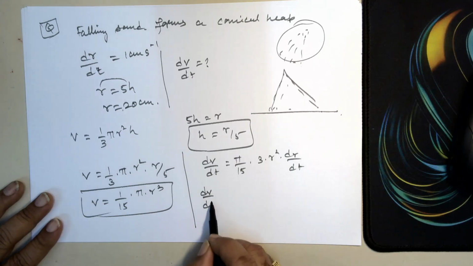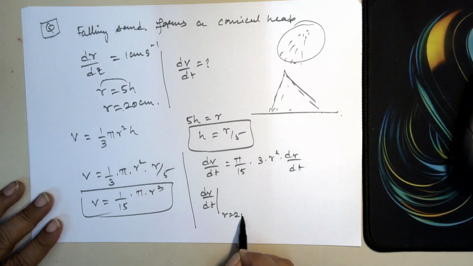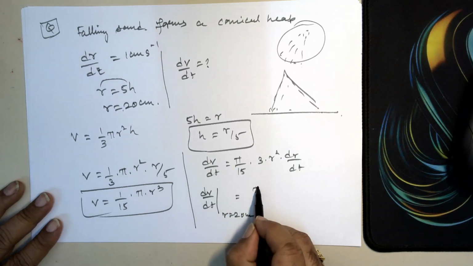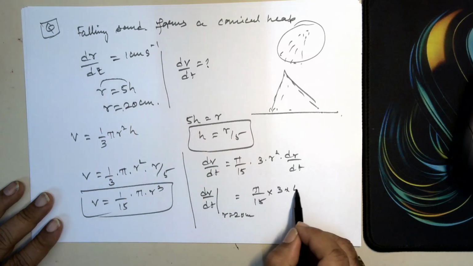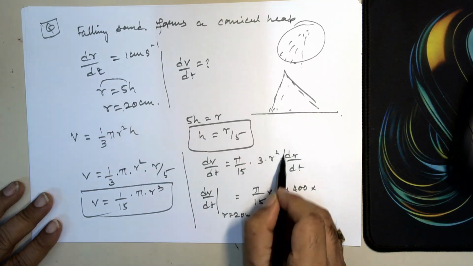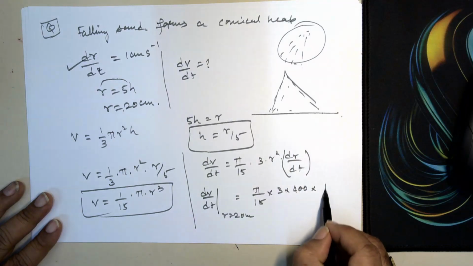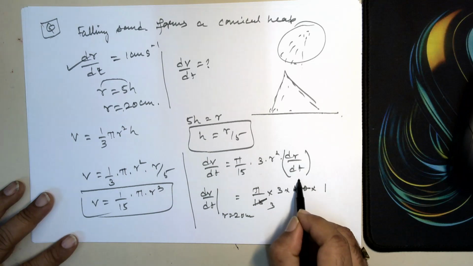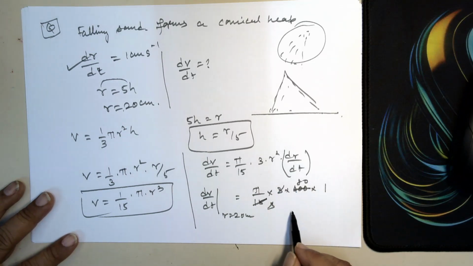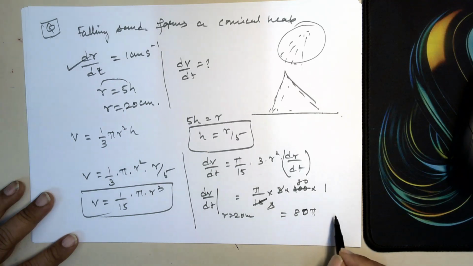Now the heap volume is taken when r is equal to 20. So dV by dt is asked at r equal to 20 centimeter. So pi divided by 15 into 3 into, what is our 20 centimeter? That is 400 into, what is the value of dr by dt? That is given as 1. Okay, so 3 fives are 15 and the 3s cancel. So 80 pi, 80 pi cubic centimeter per second, right? So this is the answer.